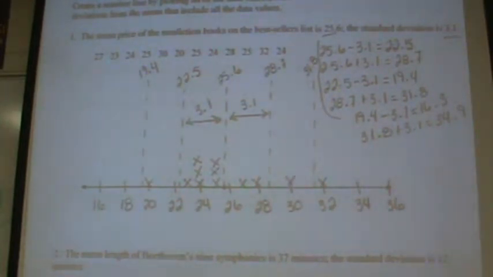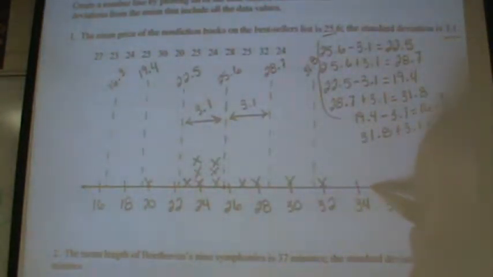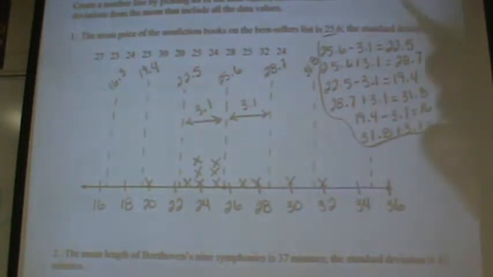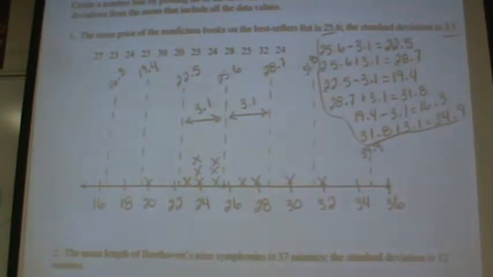So again, plotting those with dotted lines, 16.3 is just a little bit past the 16. And then 34.9 is almost halfway between 34 and 36. So now all of our values are included within those three standard deviations. Remember, this is one deviation, that's your second, and that's your third. It takes both directions to make a standard deviation away from the mean on your graph.